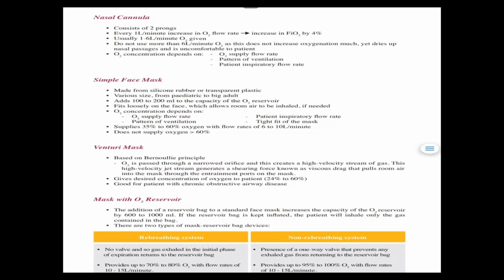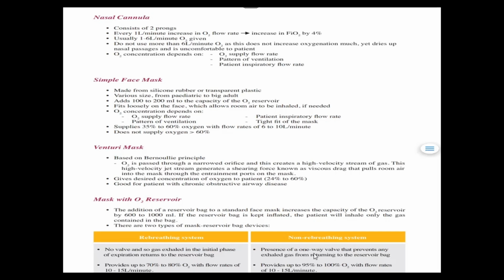Okay, but when it is a rebreathing mask, there is no expiratory valve. The fresh oxygen from the reservoir will mix with the carbon dioxide the patient exhaled, and that will reduce the FiO2 of the oxygen. Rebreathing system, there is no valve. So gas exhaled in the initial phase of expiration returns to the reservoir bag. It provides 70 to 80% oxygen with flow rates of 10 to 15 liter.